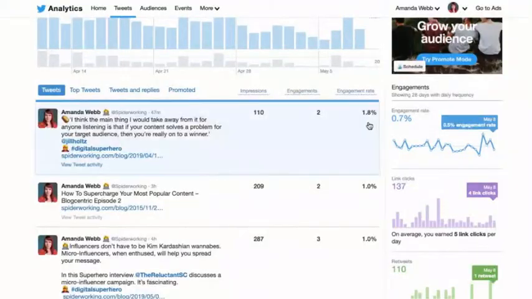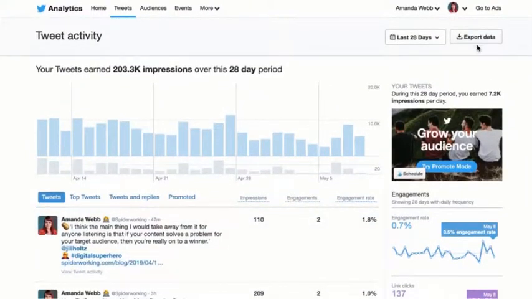And you may remember the formula for engagement rate is engagements divided by, on Facebook it was reach, but Twitter only gave us impressions. So divided by impressions and multiplied by 100. So we can see here it's quite accurate. We've reached 110 people. We've had 2 engagements. That's 1.8 engagement rate. If you want more detail, you can export your data. And this exports as a CSV file that you can open in Excel or any spreadsheet software.